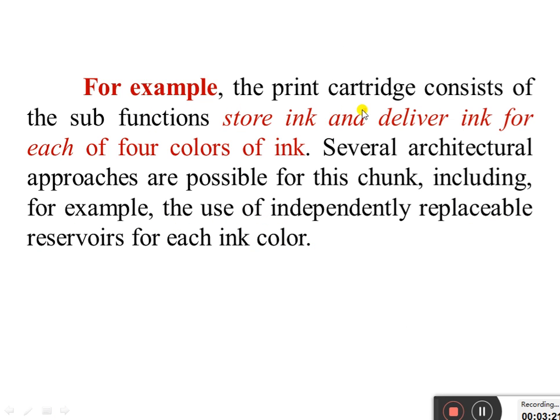For example, the printer cartridge consists of subfunctions: store ink and deliver ink for each of 4 colors of ink. Several architectural approaches are possible for these chunks, including, for example, the use of an independently replaceable reservoir for each ink color. So that is a secondary system of the desktop printer cartridge.